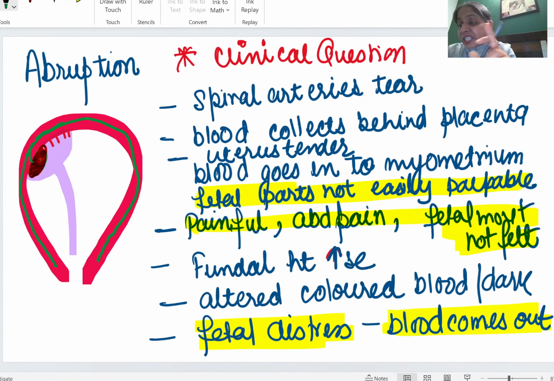So what will the patient feel? The patient will feel pain, right? Blood will go into the myometrium, so the patient will feel abdominal pain. So is it painful bleeding or painless? You will never get a question wrong on abruptio placenta and placenta previa. Just focus here for 10 minutes, and you will never get the question wrong.